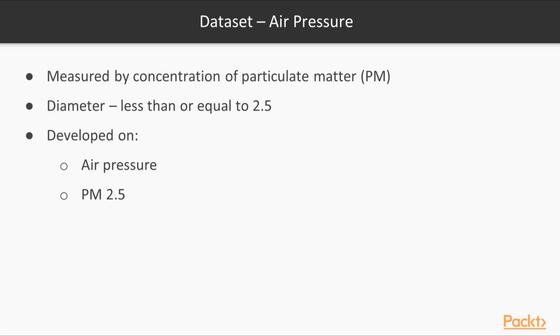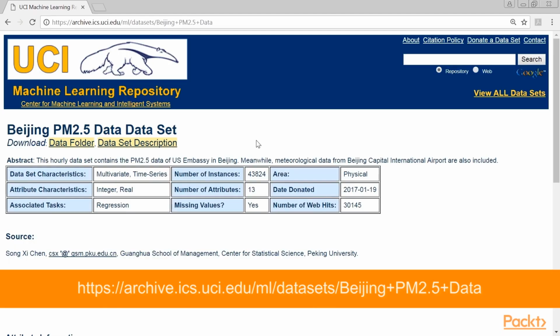The dataset used for these examples is on air pollution measured by concentration of particulate matter, PM, of diameter less than or equal to 2.5 micrometers. A couple of time series models have been developed, one on air pressure and the other on PM 2.5. The dataset has been downloaded from the UCI machine learning repository. We can visit this web link for a problem description and downloaded datasets.